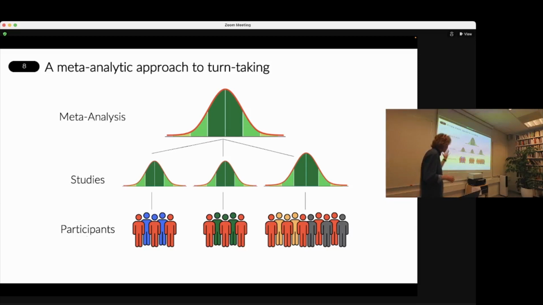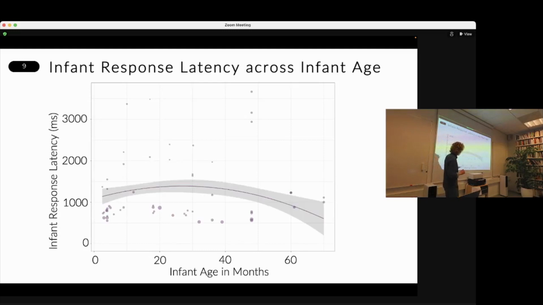And running a Bayesian meta-analysis on these studies showed us that, so here's a graph of infant age in months on the x-axis and infant response latency on the y-axis. And here we see some sort of potentially quadratic relationship, right? We ran a quadratic model on it, which is probably why we see it. But we see sort of a slowdown, right, up until 20 months of age, and a speed up again in infant latency. Okay? And again, we're as skeptical of this as you are.